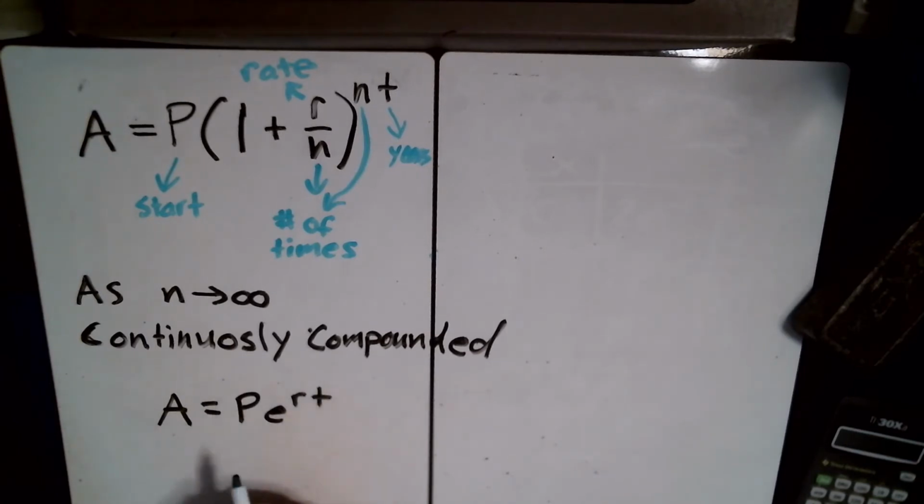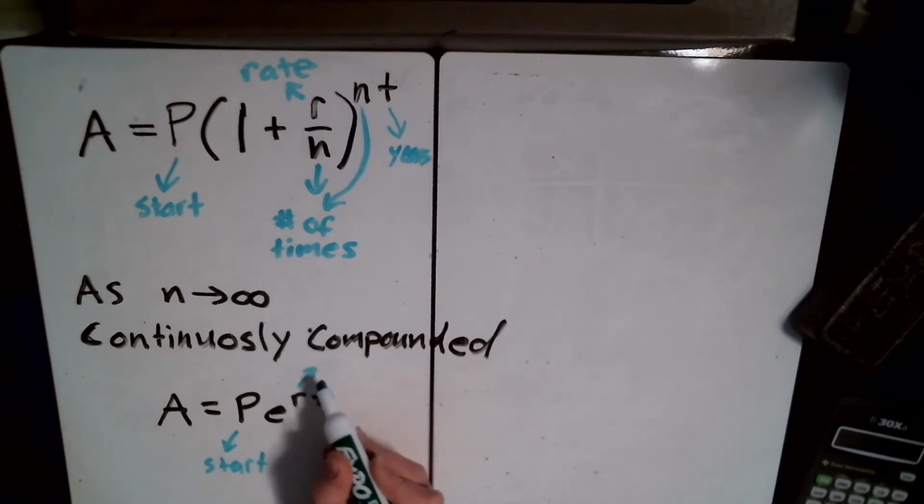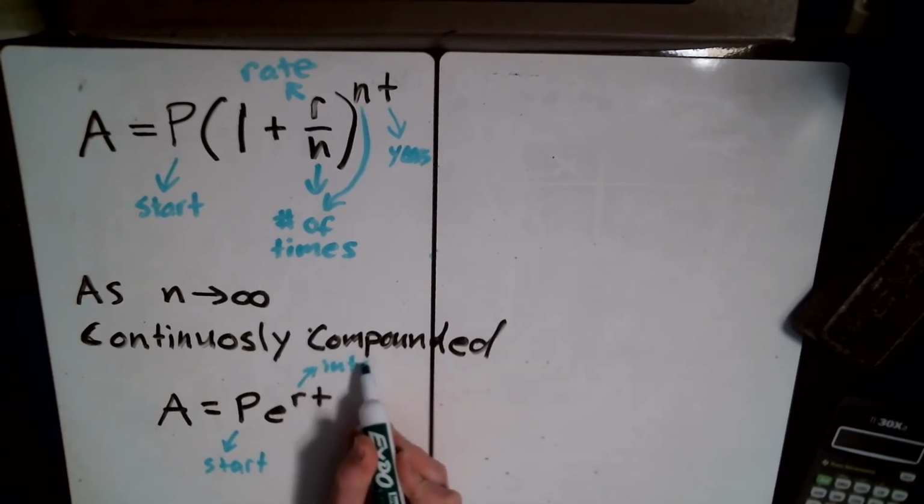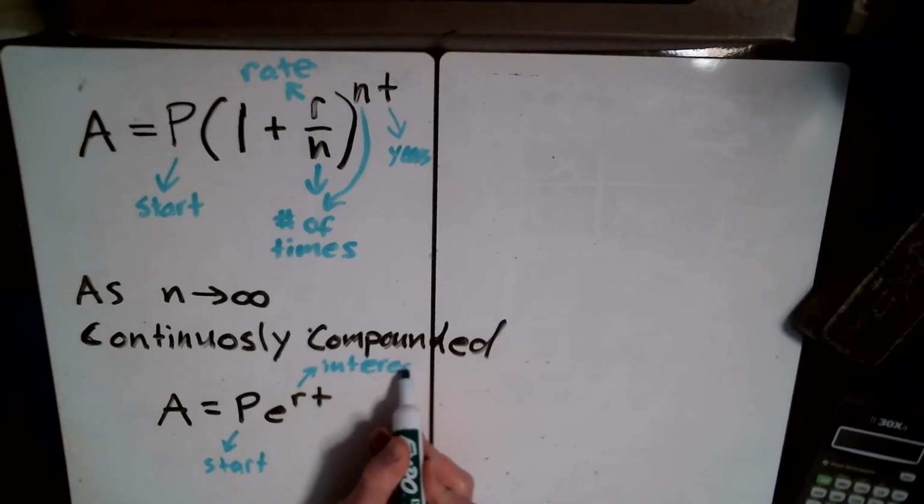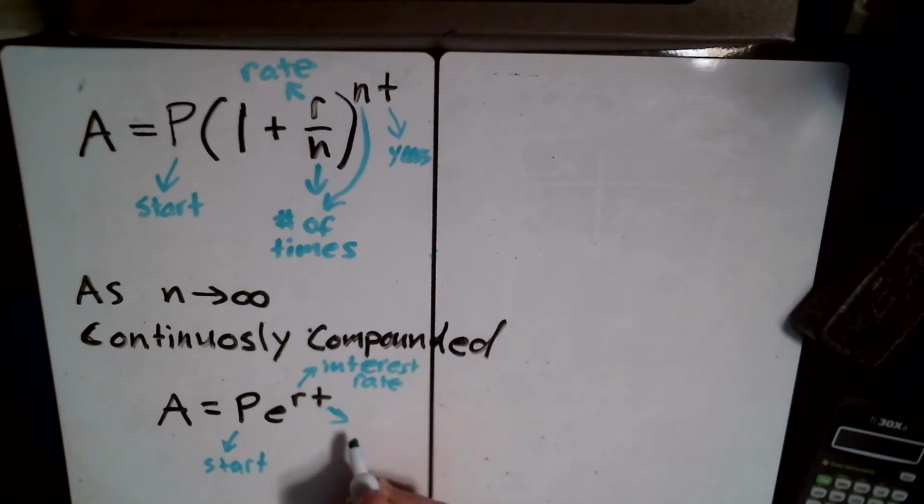P is still the starting amount. R is the interest rate. And t is still time in years, usually. So that's your formula for continuously compounding interest.